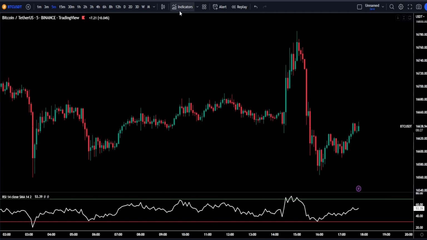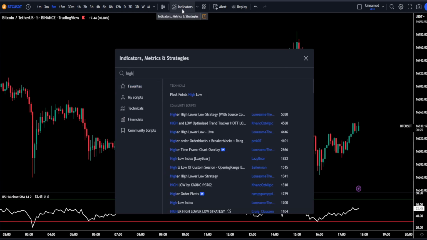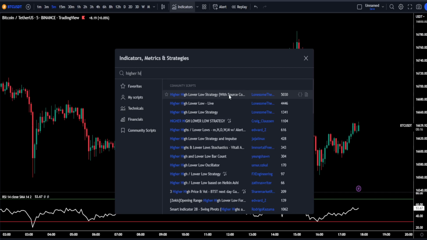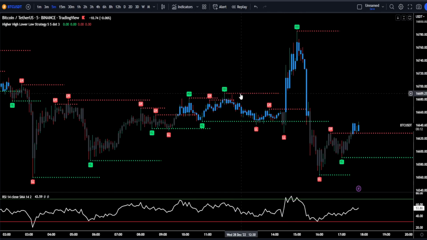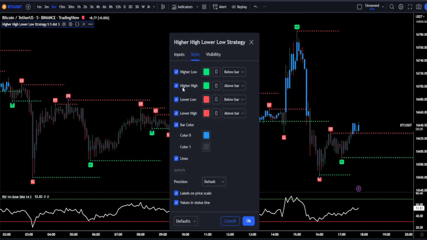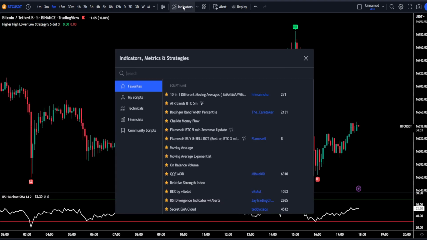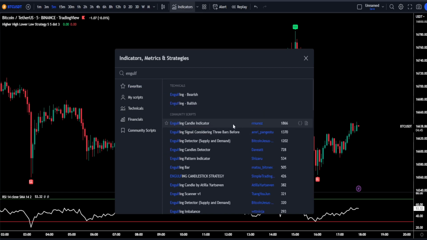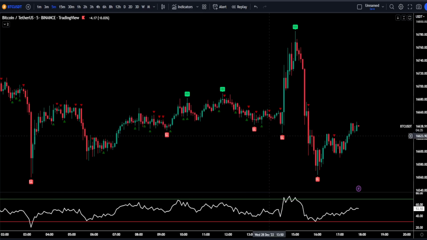For the second one, type in higher high, higher low strategy, which is this one here by Lonesome the Blue. Access its settings as well and uncheck some of these options. For the last indicator, add engulfing candles, which is this one by R Munoz. Okay, the setup is now complete and I hope you enjoy it.